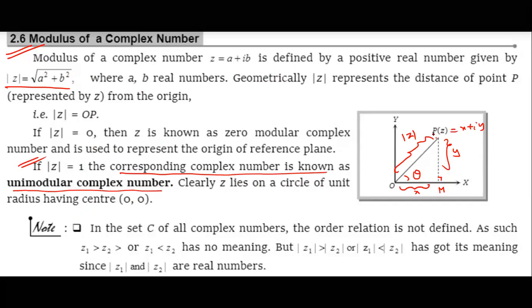Dear students, I'm drawing the picture, see, like this. What is the radius? Mod z. Like that we should understand. Mod z is equal to 1 means here 1 is the radius, that's the meaning. Mod z is equal to r, r is the radius. Okay.